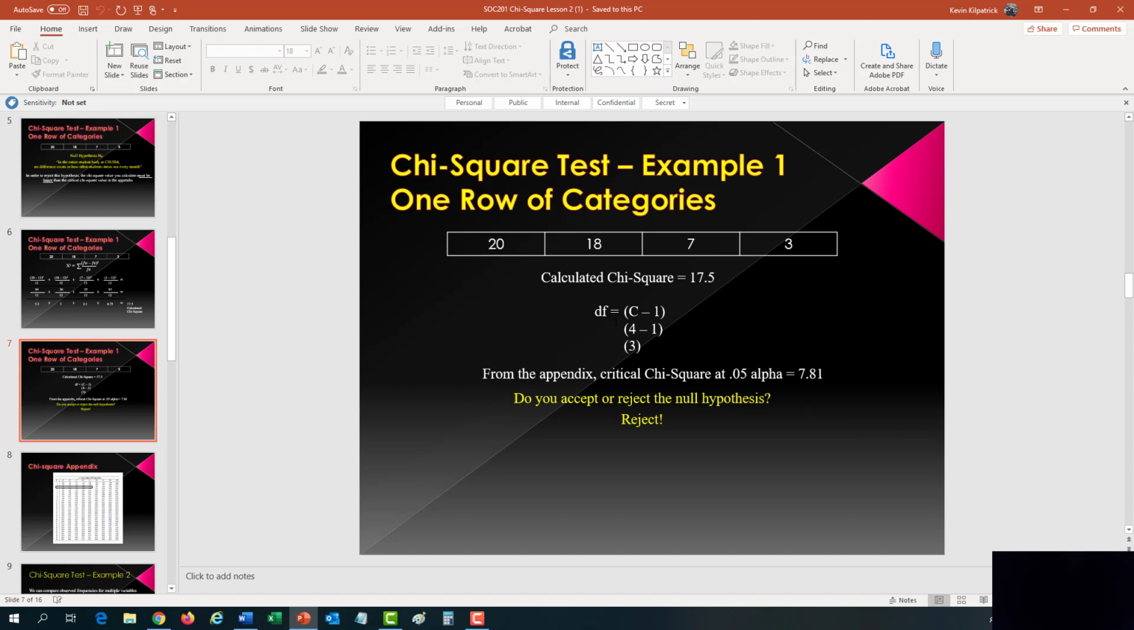In order to get degrees of freedom, I need to look at the number of categories, or the number of students, minus 1. There are 4 students, minus 1, so the degree of freedom is 3. And from the appendix, I'm going to find the degrees of freedom, which is 3, and move to the right until I find the column 0.05. And that critical chi-square is going to be 7.81.